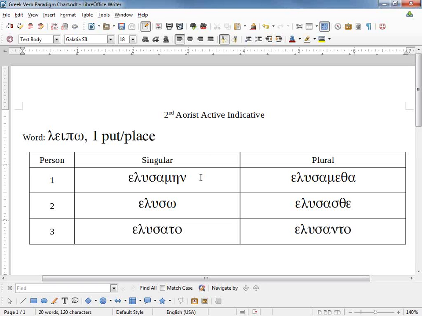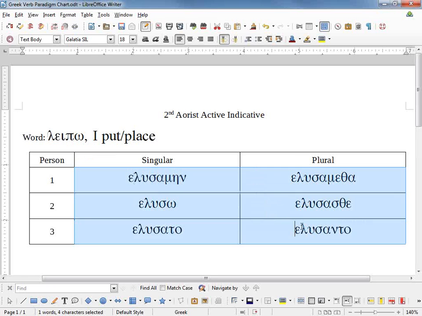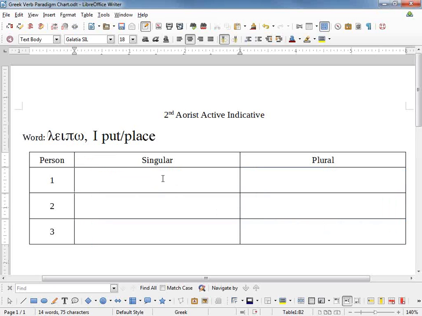Okay, so as I told you guys, the major difference between the first aorist and the second aorist is that the stem changes. The pure stem here is lambda, epsilon, iota, pi, right? For this particular form, the stem changes where that epsilon disappears, so I'm going to delete all that. What we have for the second aorist is lambda, iota, pi. That's lip. As you notice, in comparison to the pure stem, the epsilon's gone.